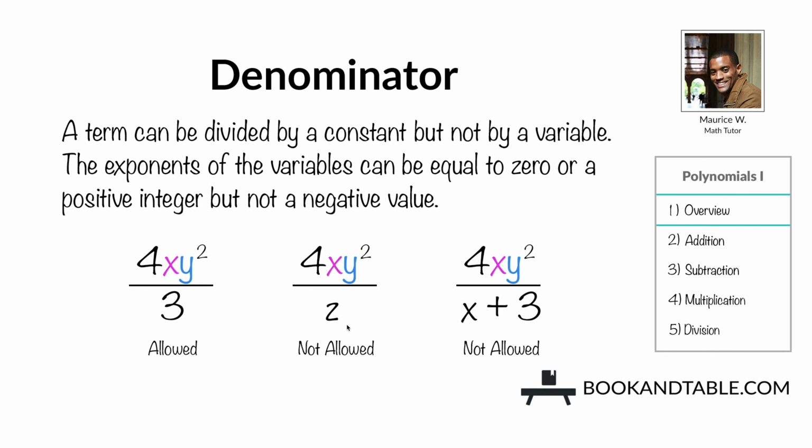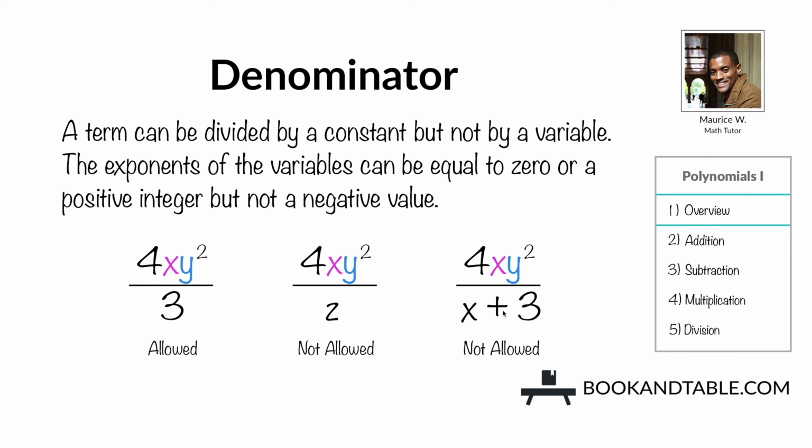The exponents of the variables can be equal to 0 or a positive integer, but not a negative value. So 4xy squared divided by 3 is a term that would be allowed in a polynomial. In the denominator, we have just the constant 3. There's no variable in the denominator. But if we change the denominator to a variable z, this term would not be allowed in a polynomial.